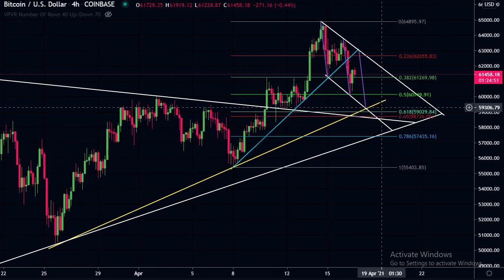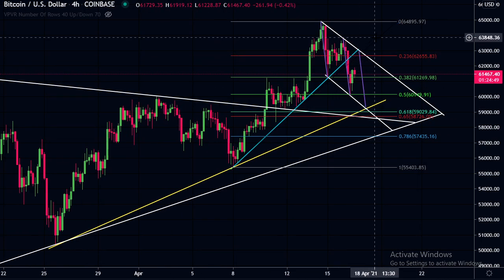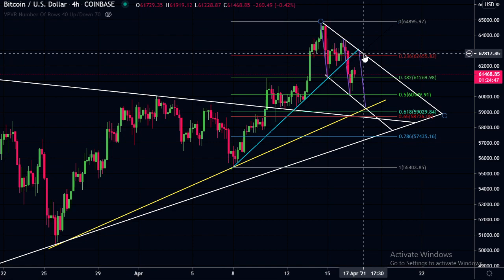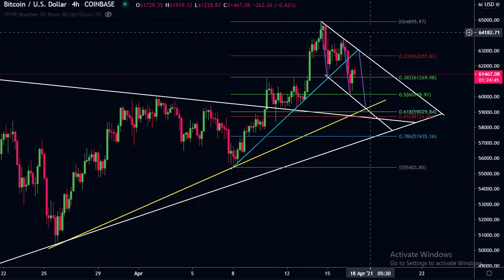It doesn't have to come down there. We could bounce here and carry higher. If we were to break this trend line, I would expect that we would test all-time highs again.